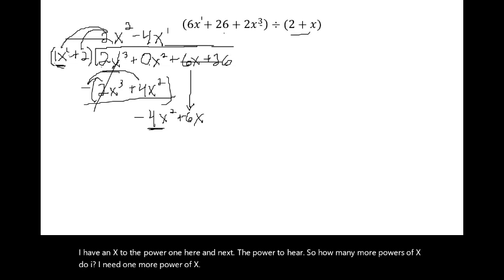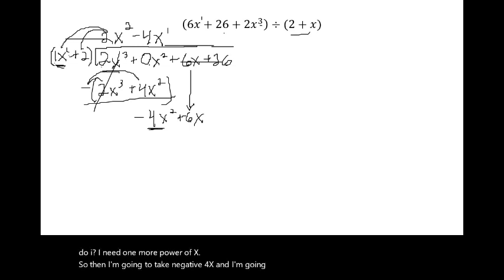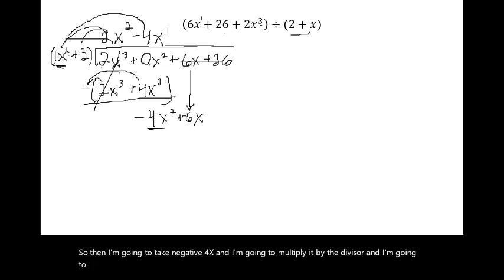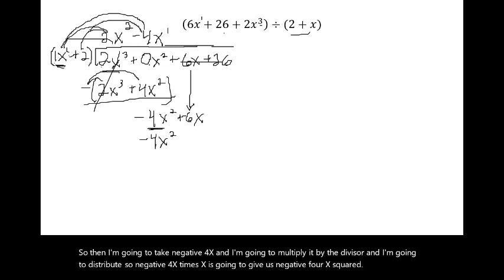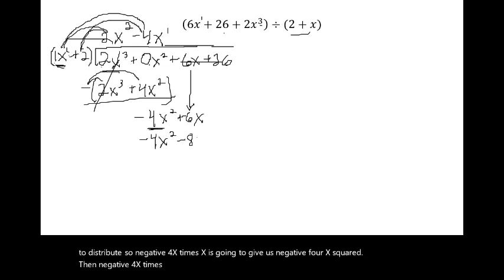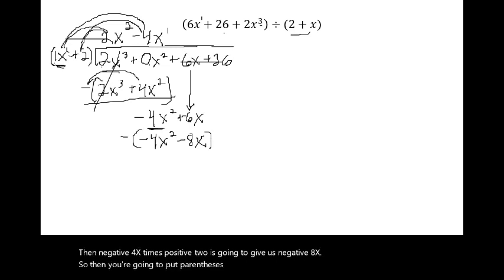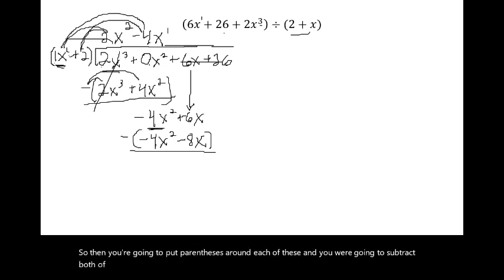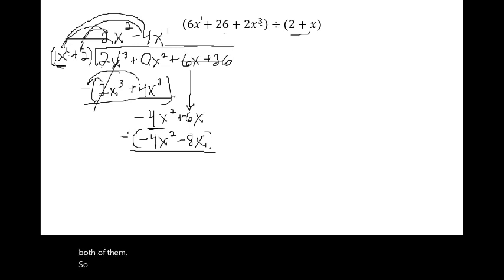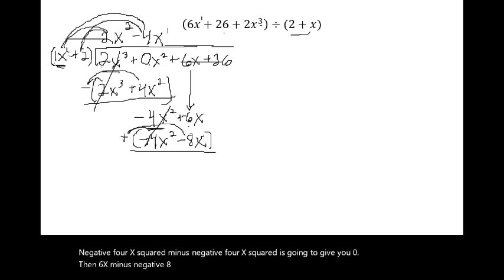So then I'm going to take negative 4x and I'm going to multiply it by the divisor and I'm going to distribute. So negative 4x times x is going to give us negative 4x squared. Then negative 4x times positive 2 is going to give us negative 8x. So then you're going to put parentheses around each of these and you are going to subtract both of them. So negative 4x squared minus negative 4x squared is going to give you 0. Then 6x minus negative 8x. Well, minus negative 8x is going to turn into plus. So then 6x plus 8x is going to give you 14x.